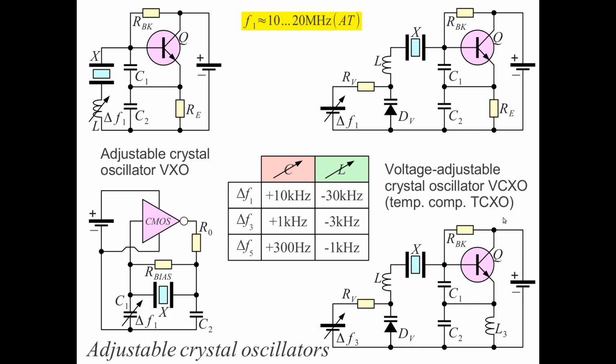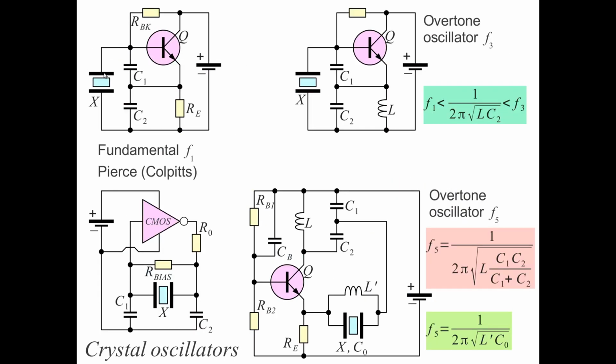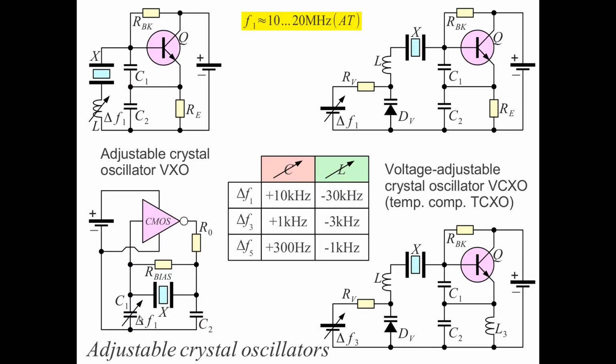TCXOs nowadays are very good. They stay within 1 ppm in the operating temperature range, while conventional crystal oscillators like we have here, without any adjustment, are maybe 100 ppm, with some adjustment 10 ppm, and with the TCXO it's 1 ppm frequency drift over the desired operating temperature range.